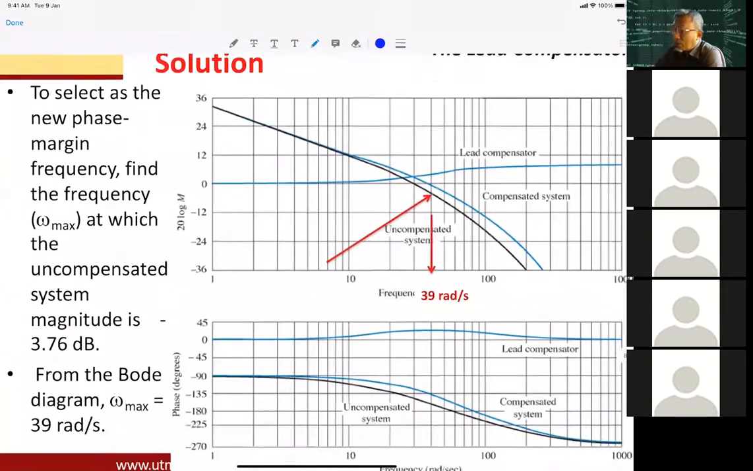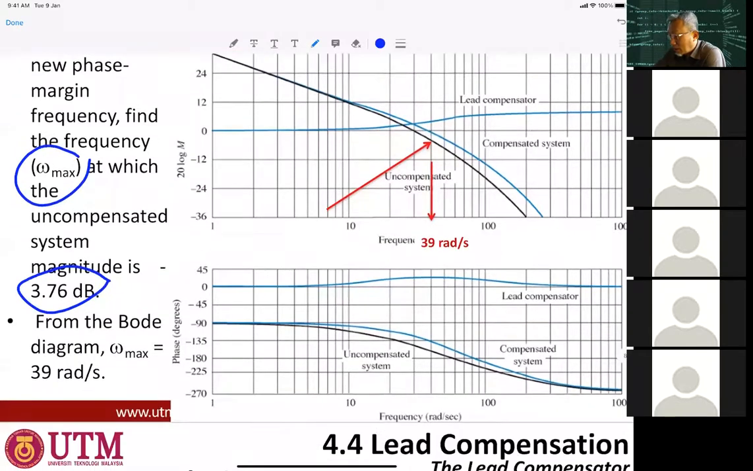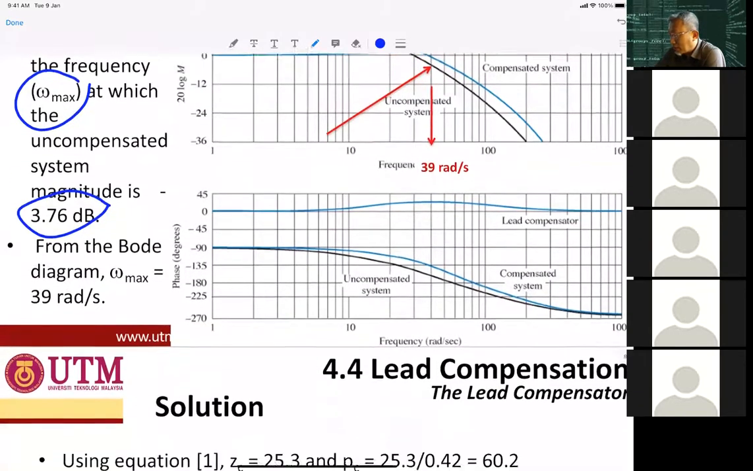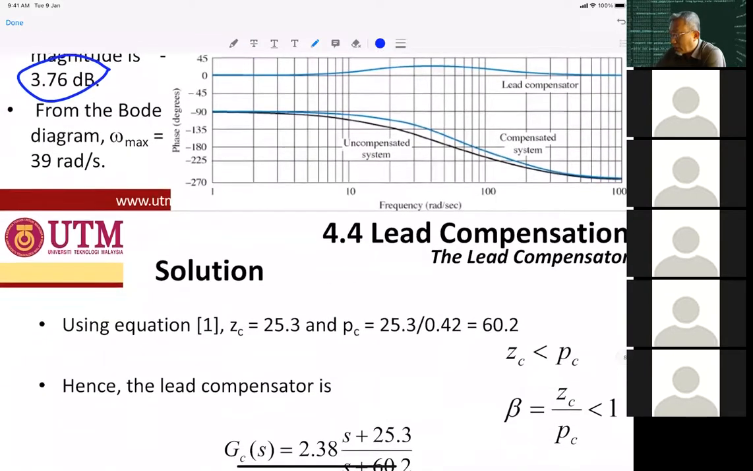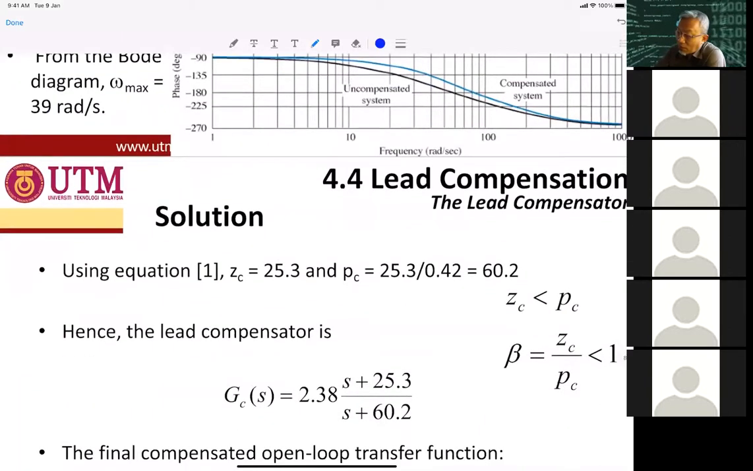Therefore, to select the new phase margin, we use the omega max here, which will give you the 3.76 decibels, and on the Bode diagram omega max is 39 radian per second. This is by doing drawing for the lead compensator, but usually using the formula is more than enough. Formula number 1, 2, and 3.